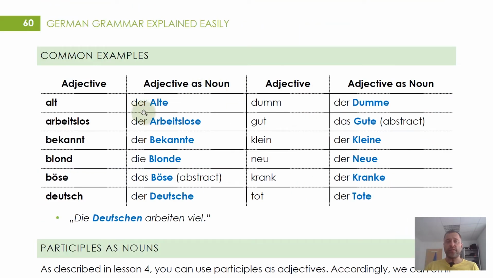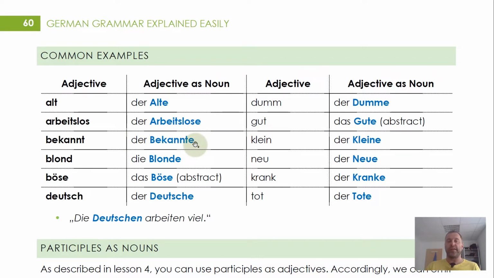So let's have a look at some common examples, because I'm pretty sure you know some of them already. It just didn't come to your mind so far that those are actually adjectives as nouns. For example, we have the adjective alt, old, and der Alte, so the old one, the old person. The adjective arbeitslos, and then as noun, der Arbeitslose, so the unemployed. Bekannt, so known, der Bekannte.